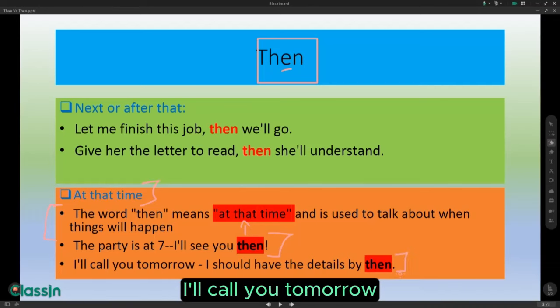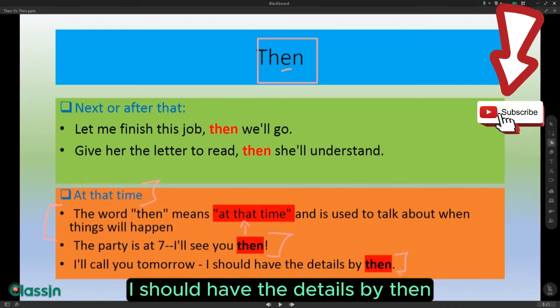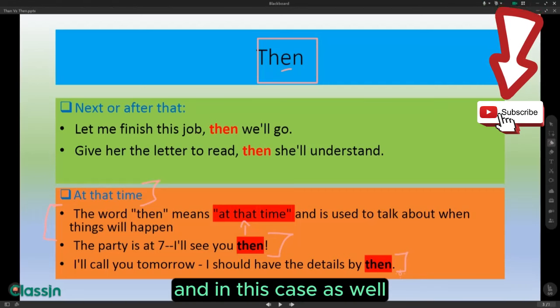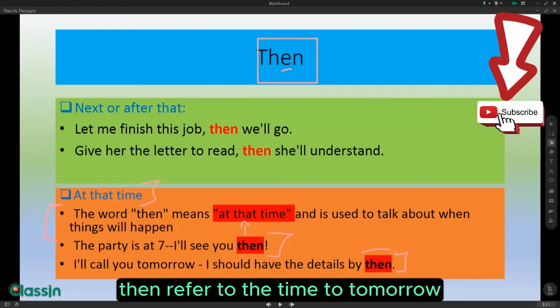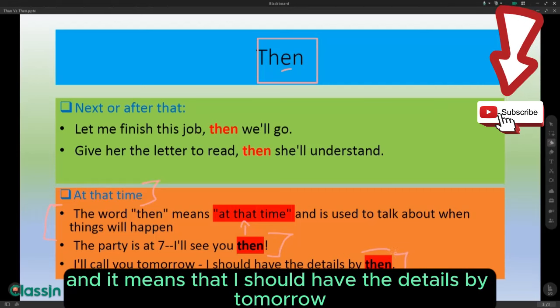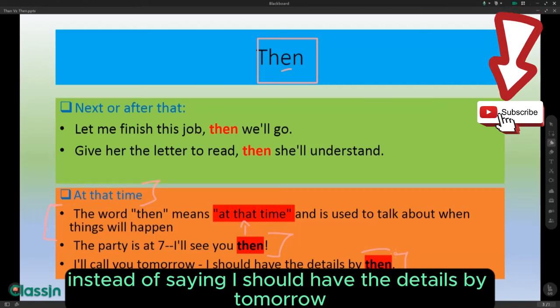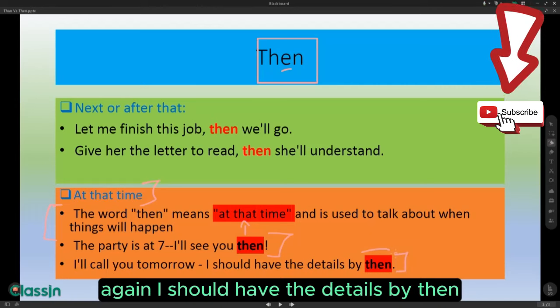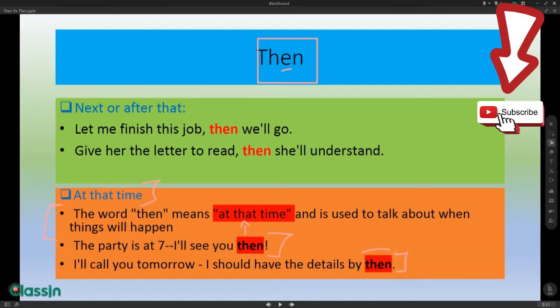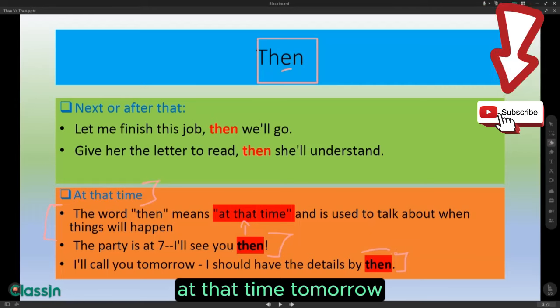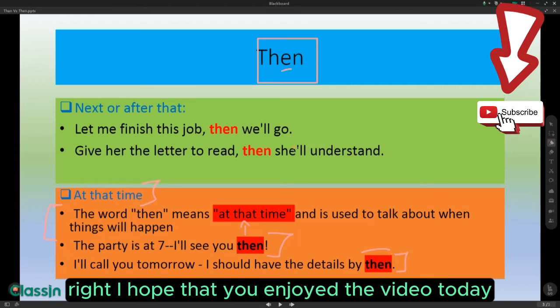I'll call you tomorrow. I should have the details by then. And in this case as well, as you can see, by then refers to the time, to tomorrow. And it means that I should have the details by tomorrow. Instead of saying, I should have the details by tomorrow again, I should have the details by then, at that time, tomorrow.